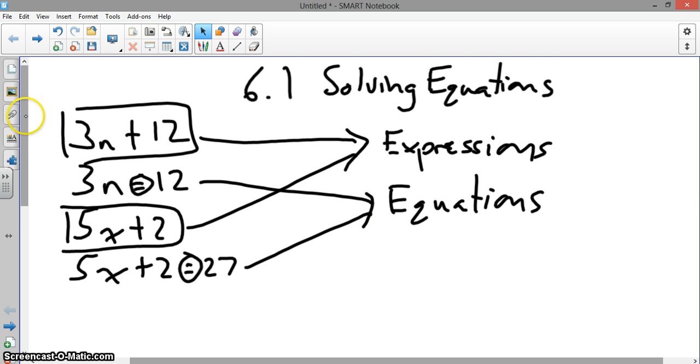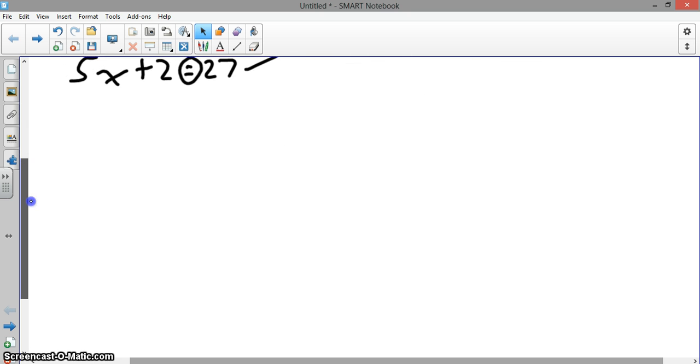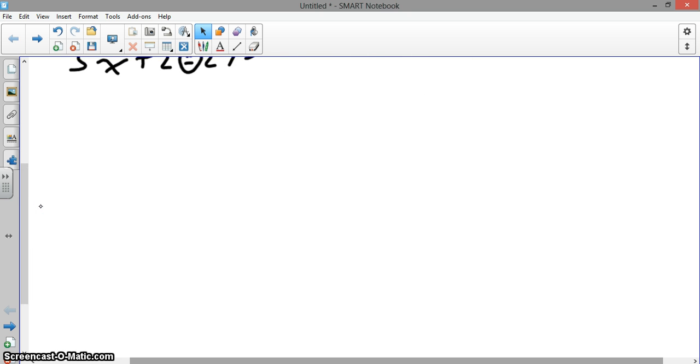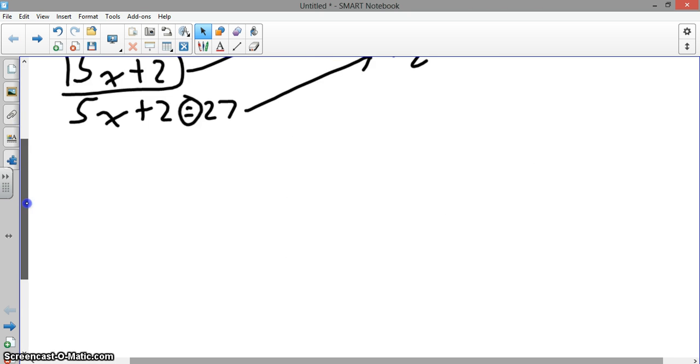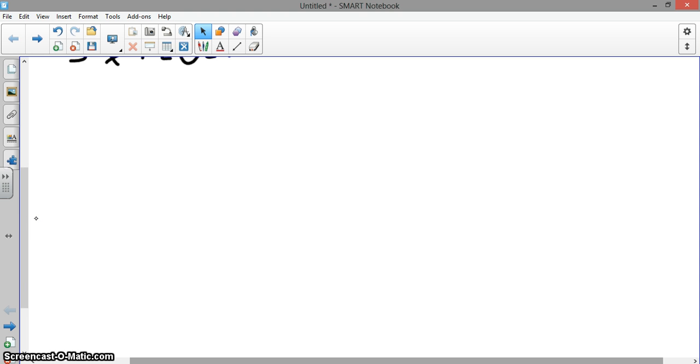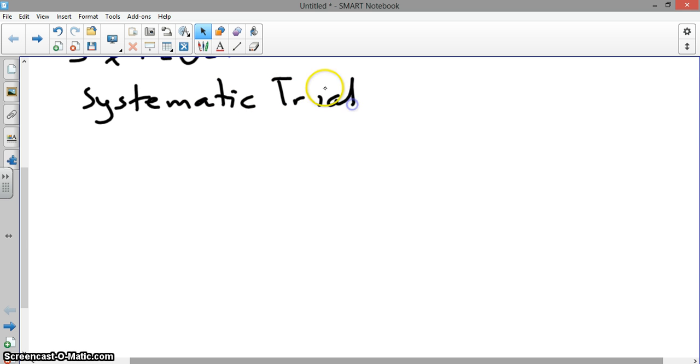Good. Let's move on. Now, we are in the business, as the title says, of solving equations. So now we are going to look at solving algebraic equations. We have two methods we're going to look at today. The first one is called systematic trial. Basically, what this means is we're just going to choose any value and keep trying until we get the answer that we need.